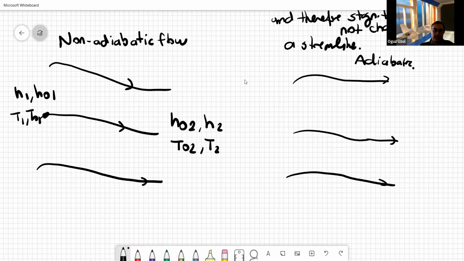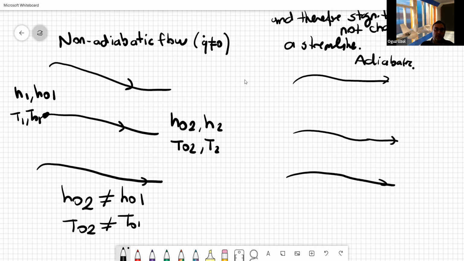For non-adiabatic flow, which means heat flux is not equal to 0, these are not equal to each other. H02 is not equal to H01, and T02 therefore is not equal to T01, okay? But for an adiabatic flow, as we already discussed, that's not the case. I'm not going to write the same parameters. Let's say we are moving from here to here. H02 will be equal to H01, and T02 will be equal to T01 for an adiabatic flow.